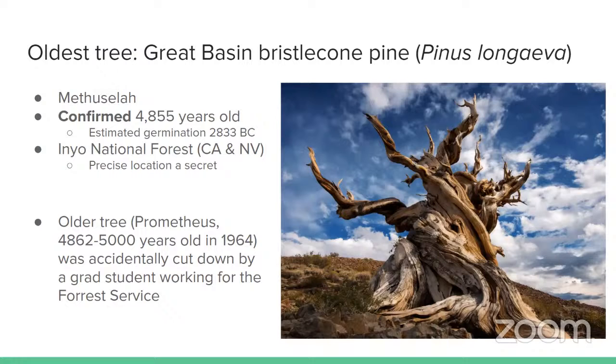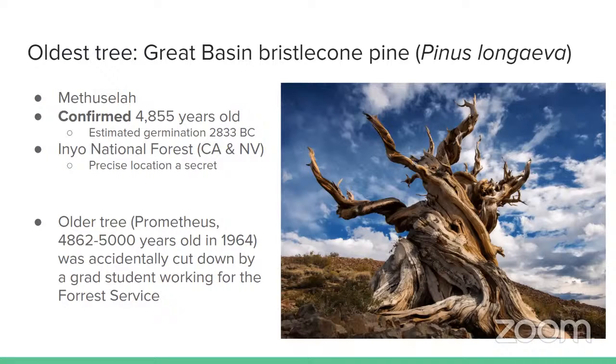The oldest tree, still a conifer. Right? We're still in the same group. This is a tree called Methuselah. Its location is also a secret, but it's somewhere in California or maybe Nevada. And it's confirmed to be at least 4,855 years old. They estimate that it germinated, so created this sporophyte, in 2833 BC. A really long time, and it's still going, right?